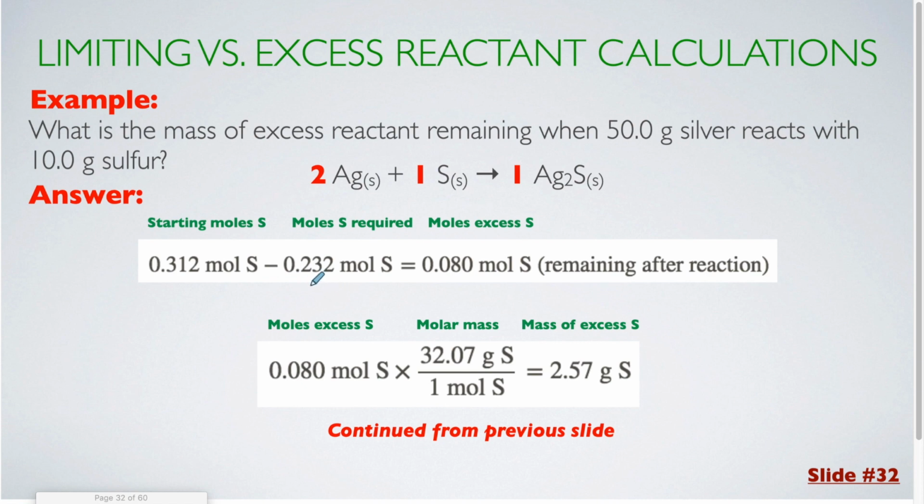We're subtracting away the amount of sulfur that we would have needed, 0.232, and then we figure out that we have 0.080 moles of sulfur excess. That amount of moles of sulfur excess can be converted back into grams. So we do a one-step mole to gram conversion, and we end up with 2.57 grams of sulfur.